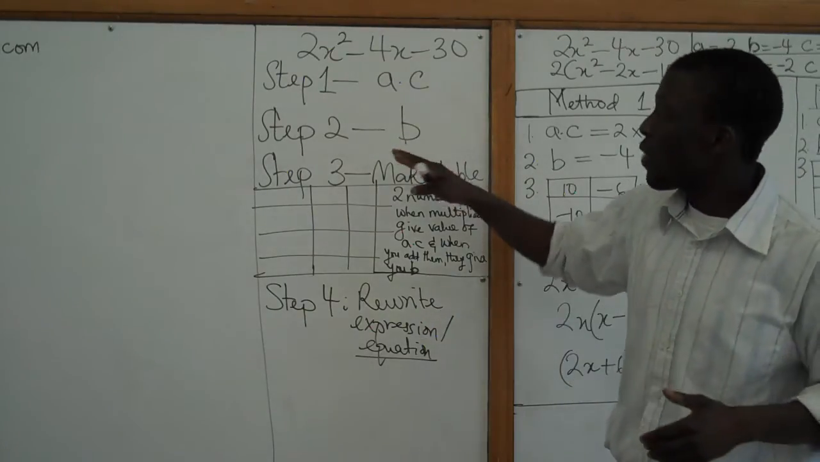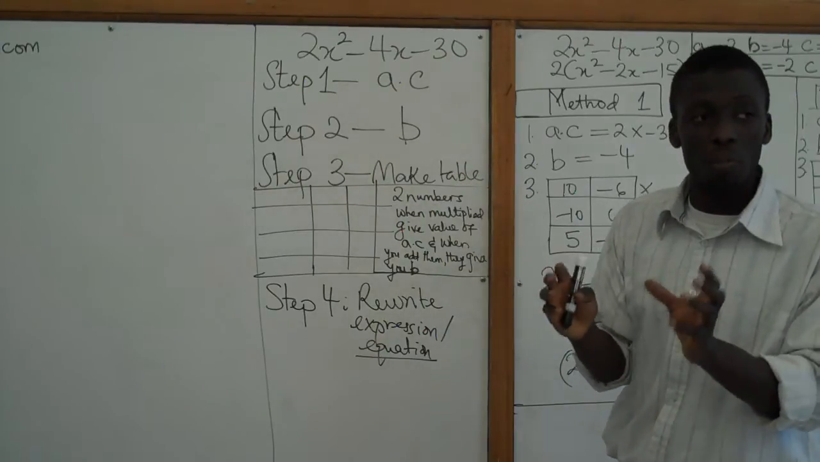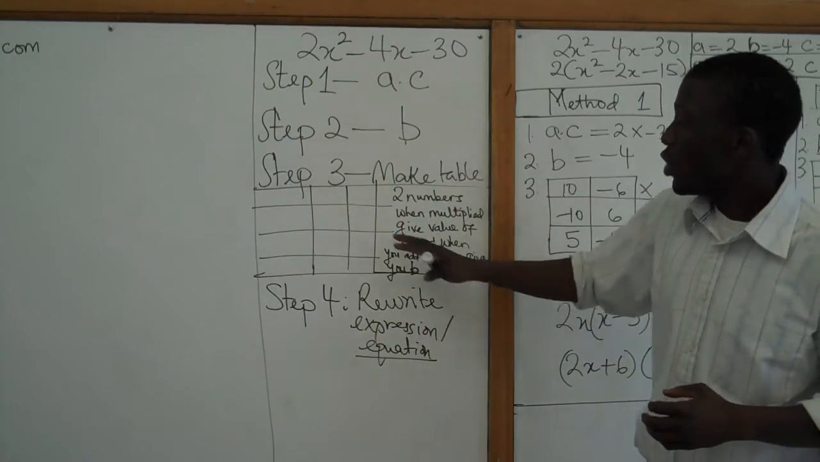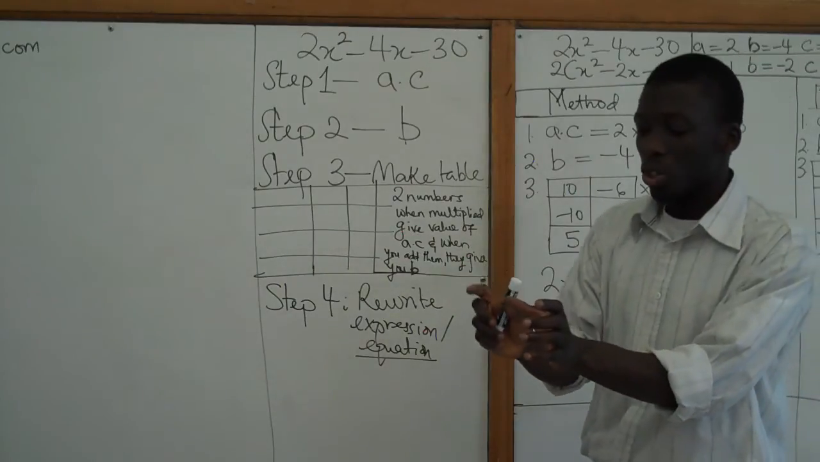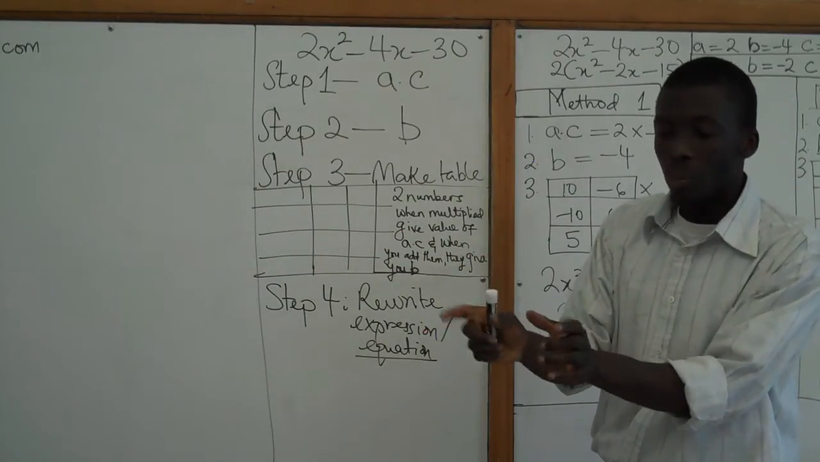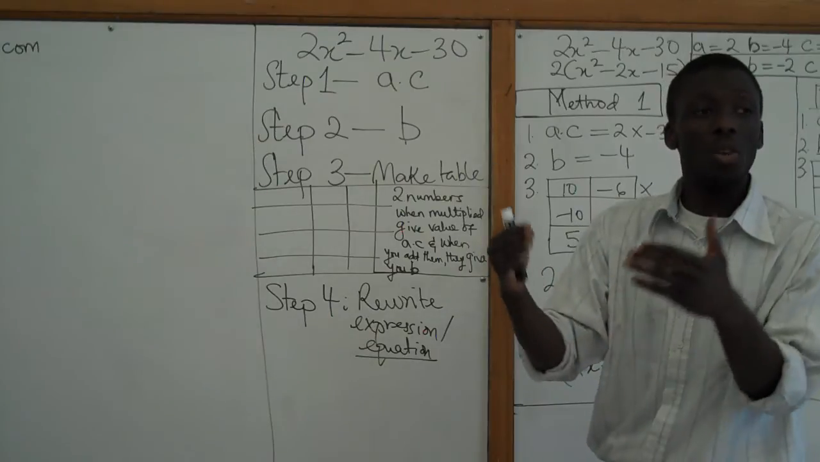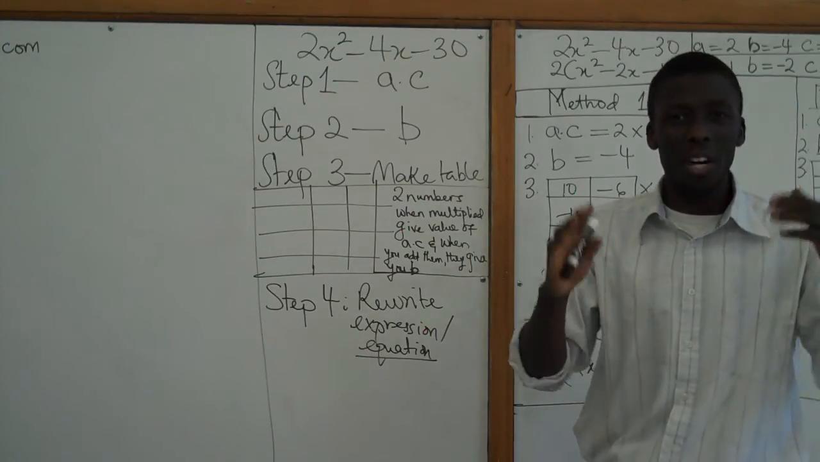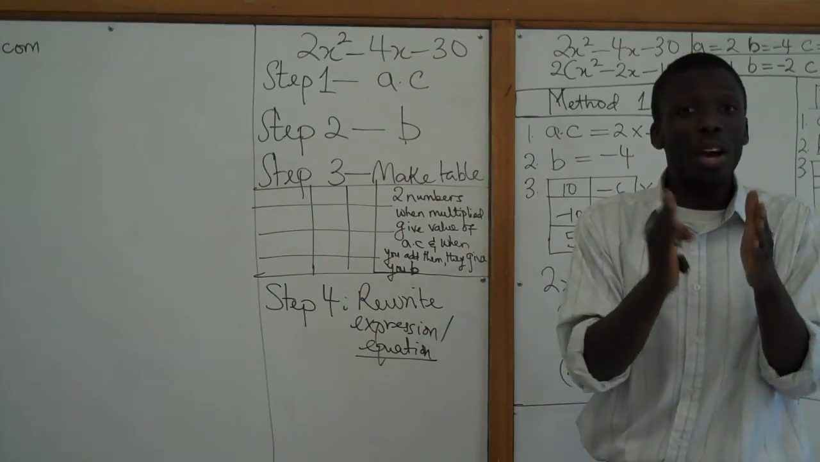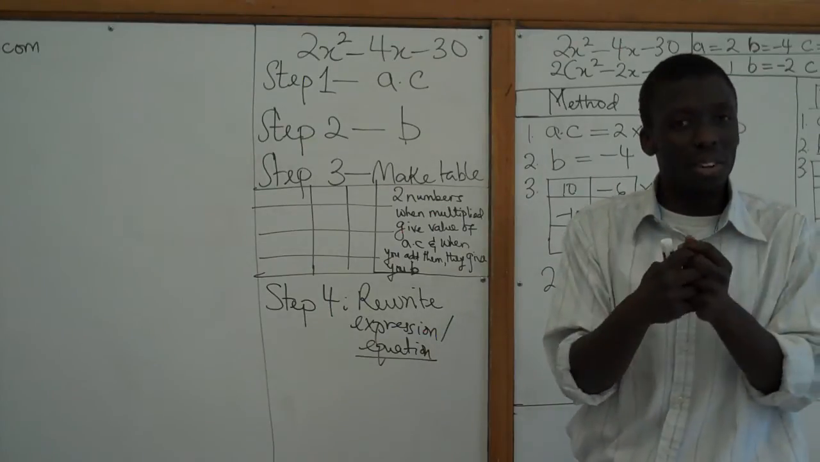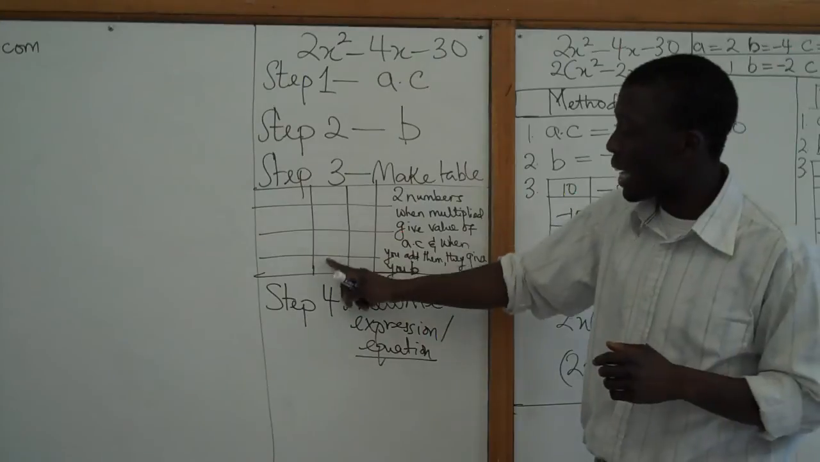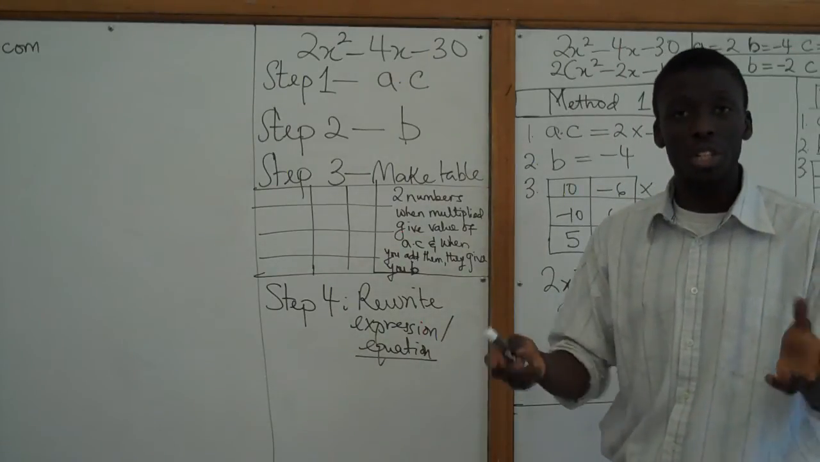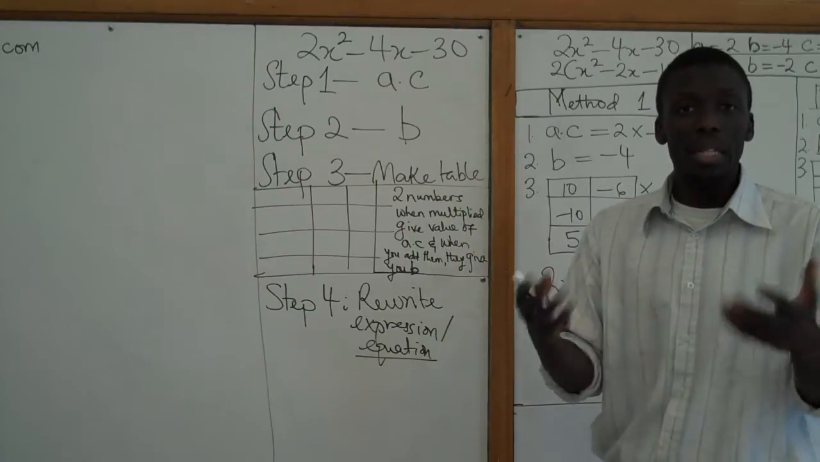Step 2, find what B is. Make sure you know what B is. Step 3, make a table showing 2 numbers that will multiply to give you AC, and when you add them together, they will give you your B. You're looking for 2 numbers, they're very special, because they multiply to give your AC, and when you add them together, they give you B. So that's what that table is for. And then step 4, rewrite the expression, put in those 2 numbers now that you found.